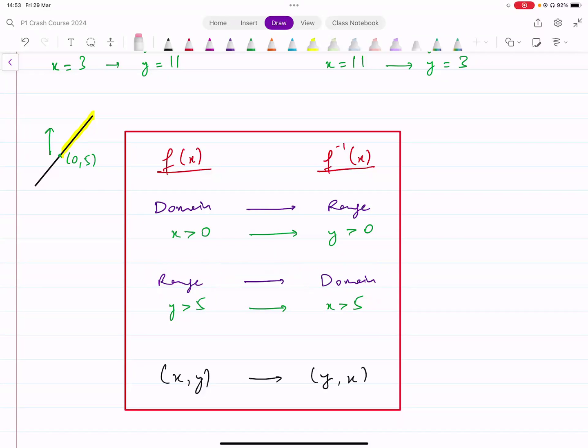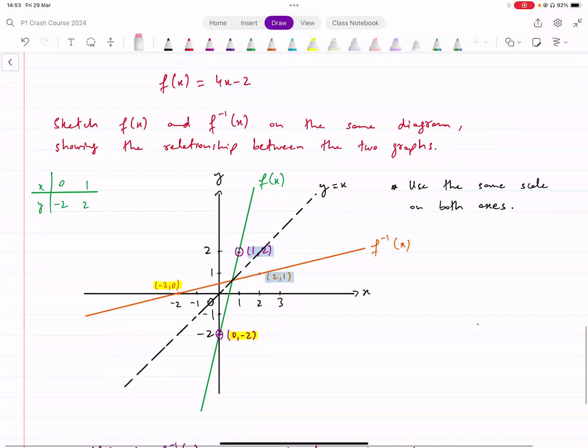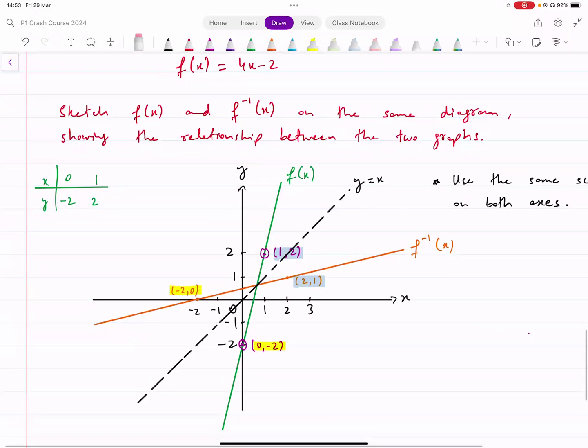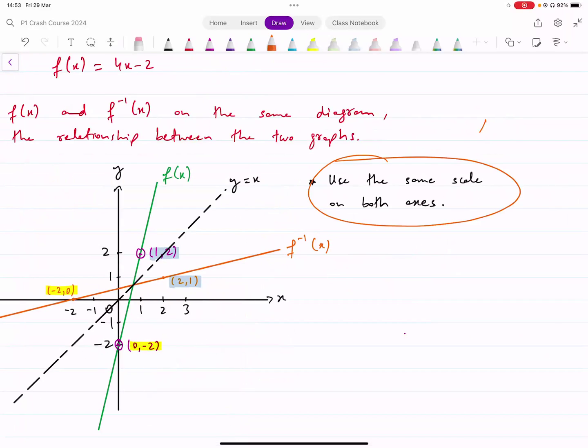Since we interchange x and y when we're finding the inverse, domain and range also get interchanged because of that. Okay, so domain of f of x is range of f inverse of x, or range of f of x is domain of f inverse of x. Okay. All right. Then we talked about sketching graphs. So this was one example that we did. If you have to sketch a graph of a function and the inverse of that function, you always use a square grid. That means same scale on both axes on your diagram.